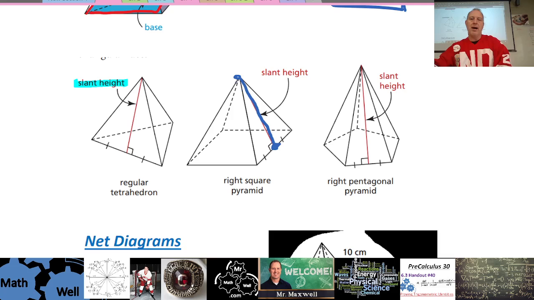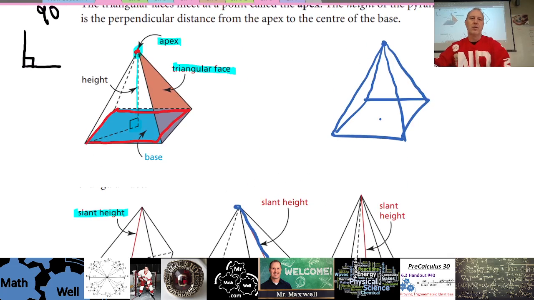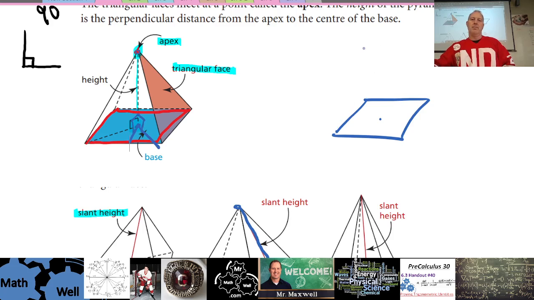So when I drop the height down from the apex to the center of the base, guess what? From any point here to any edge or corner, you are going to have a 90-degree angle. That's what makes it a right pyramid, okay? So this is going to be a 90-degree angle here when this height is dropped down to the face.